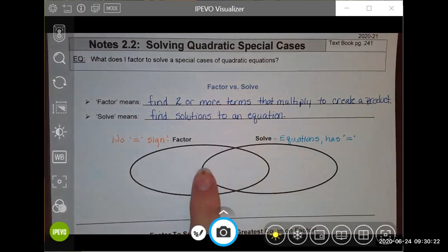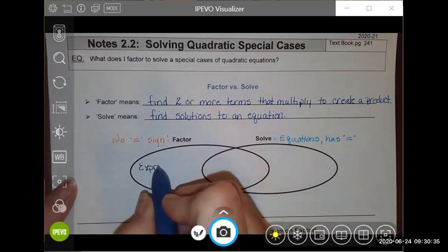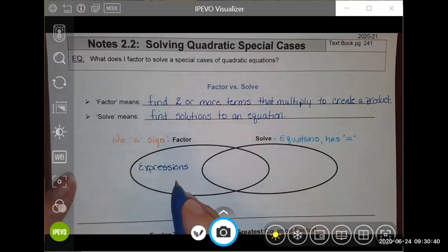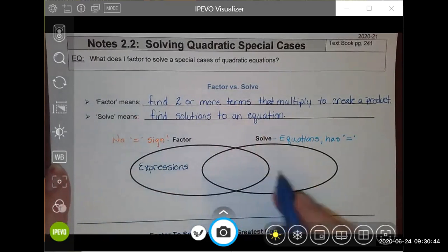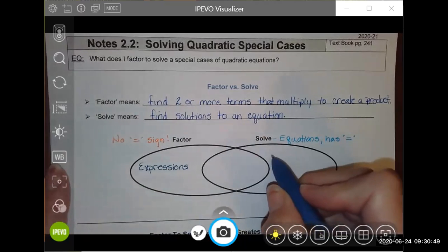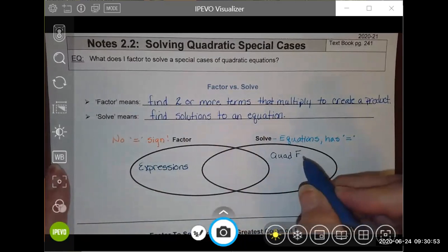And so I want to take a moment and just identify some of the different ways that we see factoring versus solving. Obviously, I can only factor an expression because there's no equal sign. And if there's no equal sign, I can't solve it. There are some things that we can't factor. We've learned that the quadratic formula is used to help us solve things that can't be factored.